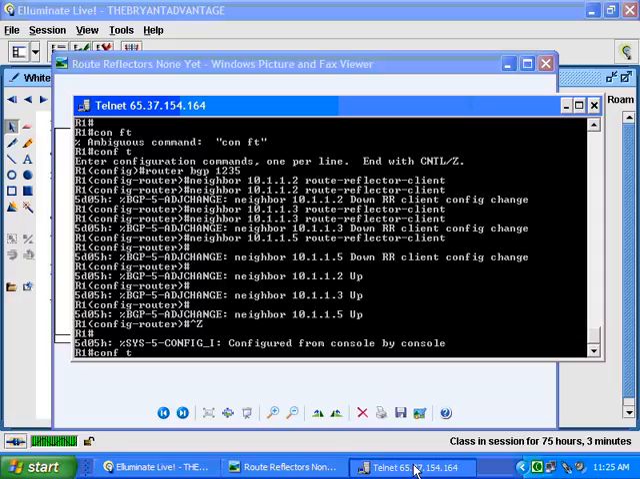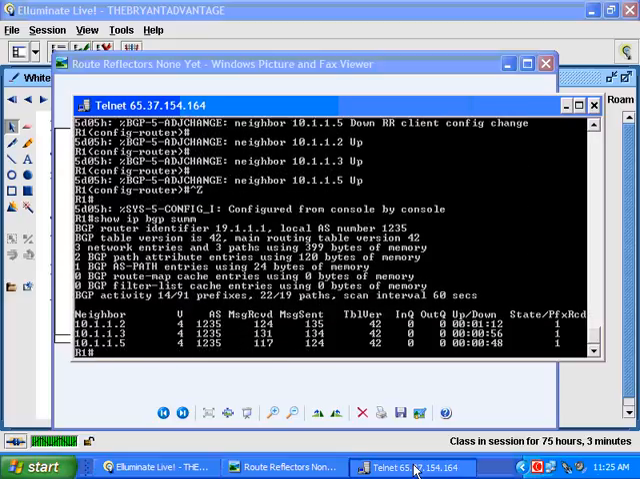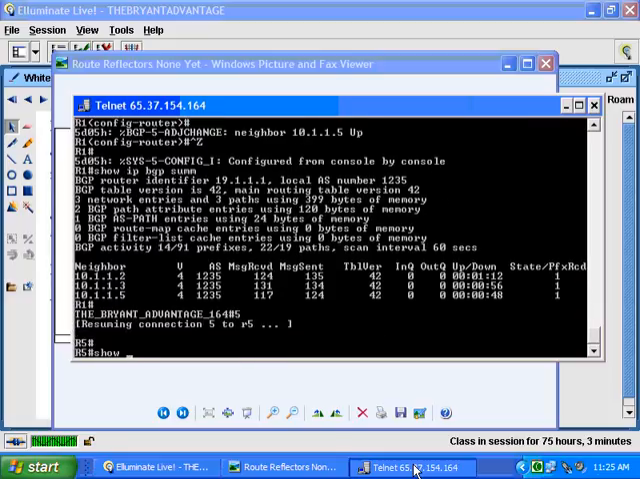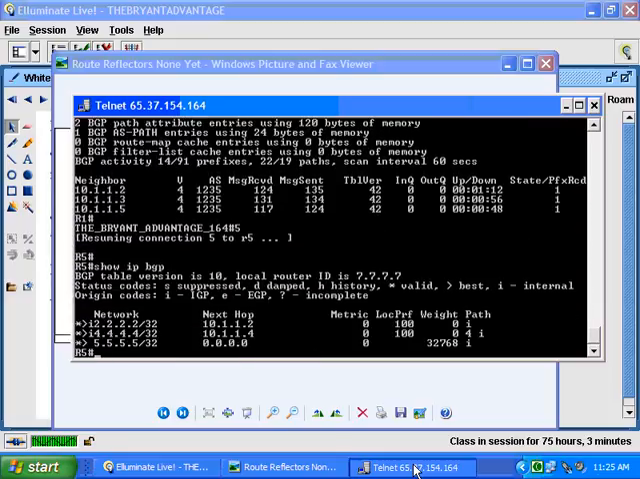So let's make sure that our adjacencies are fine. They should be. We're always going to double check that. And we see the adjacencies here are all up. And you see now the up-down timers are just around a minute because that's about how long they've been up. Let's go to routers 2 and 5 and see what we see as far as the routes go.